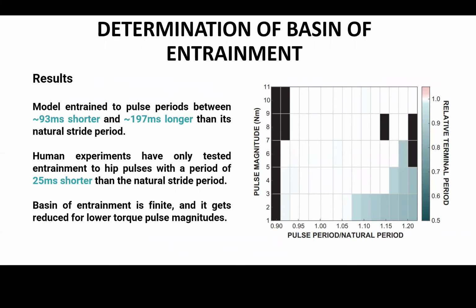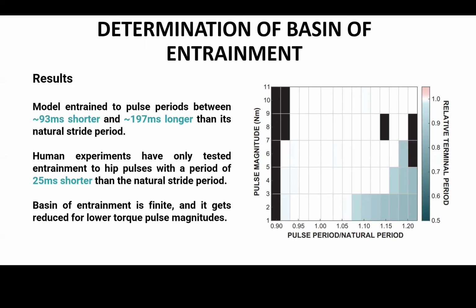This plot shows the basin of entrainment of hip perturbation simulations, and from our results, the model entrained to pulse periods between 93 milliseconds shorter and 197 milliseconds longer than its natural stride period. So we can see that this basin of entrainment is wider compared to the previous ankle perturbation simulations.